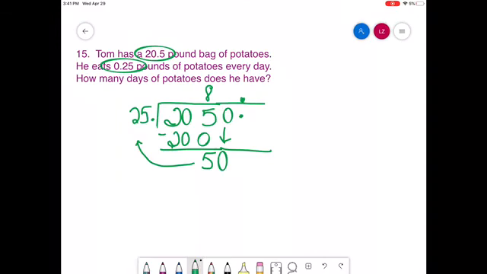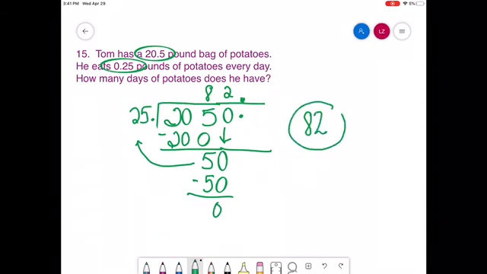Okay, now 25 goes into 50 twice. Subtract. 0 is less than 25. There's nothing left to bring down. There's no remainder. How many days of potatoes does he have? 82 days of eating potatoes. Wow, that's almost 3 months of eating potatoes. Okay, and there's your answer.